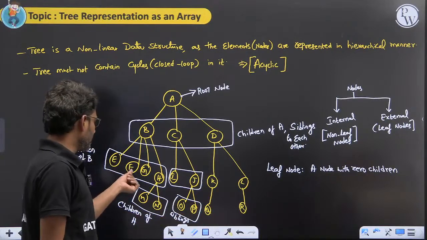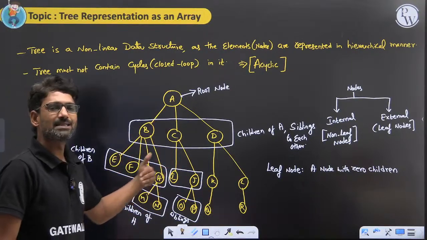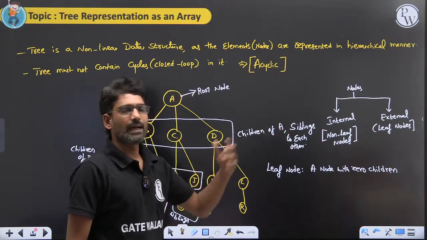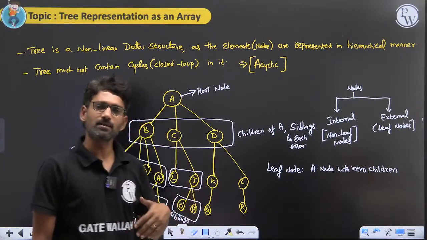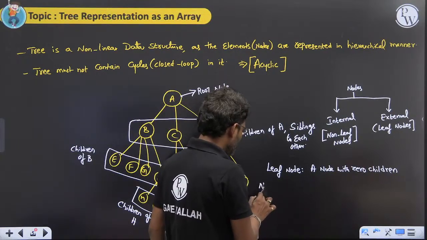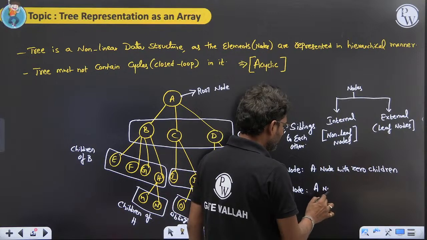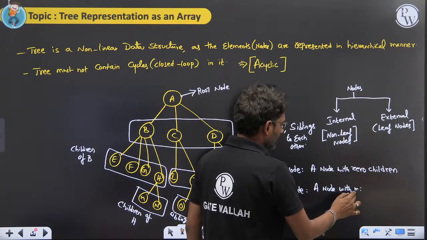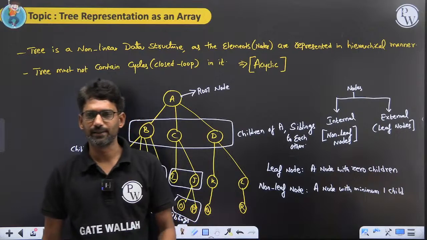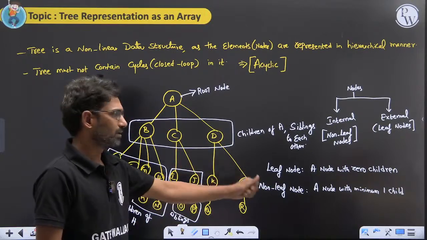So, here E, F, G, M, N, O, P, Q, R, I, these are all having no children, means there is no descendant edge, no falling edge from them. So, they are called leaf nodes or external nodes, while the others we call non-leaf nodes, means nodes with one or more children. So, you can say non-leaf node means a node with minimum one child. That means it can have even more also, but minimum one child should be there. We can call it as non-leaf. So, root node is also non-leaf node or internal node.